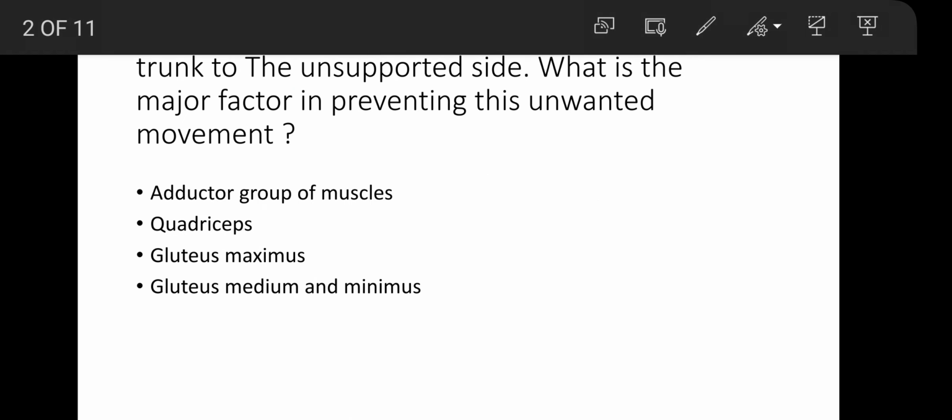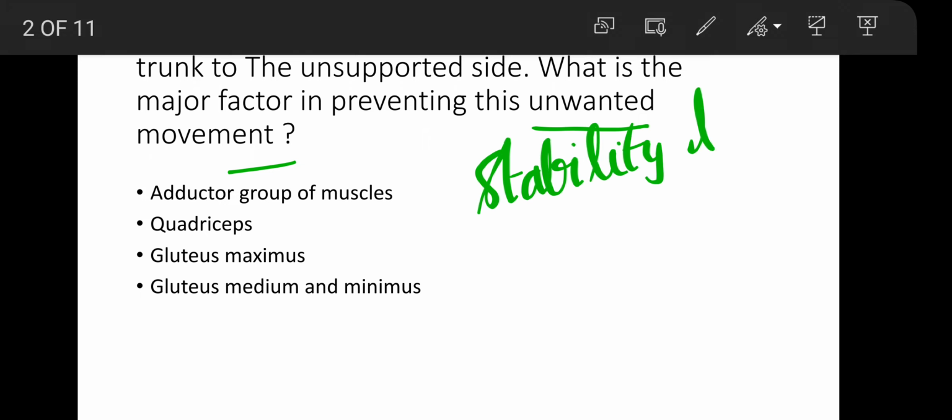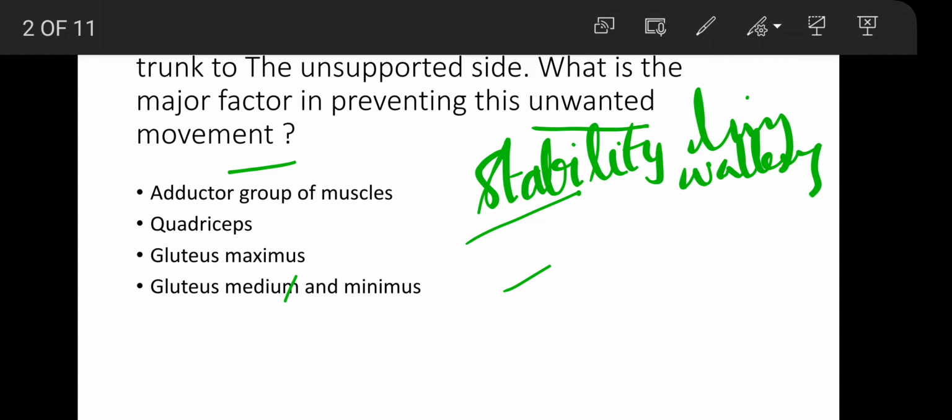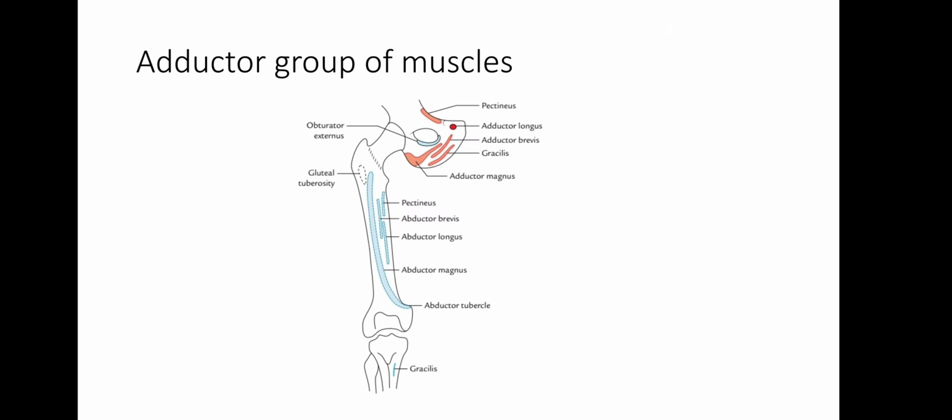So what is the factor that is preventing this unwanted movement, or in other words, what is the factor that gives us stability during walking? That is the question. Is it the adductor group of muscles, or is it the quadriceps, or is it the gluteus maximus, or is it the gluteus medius and minimus? Okay, we'll see about that.